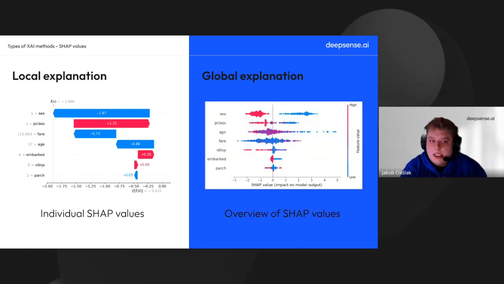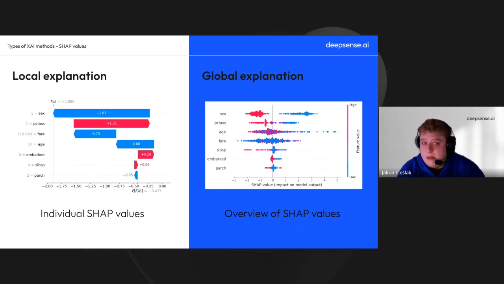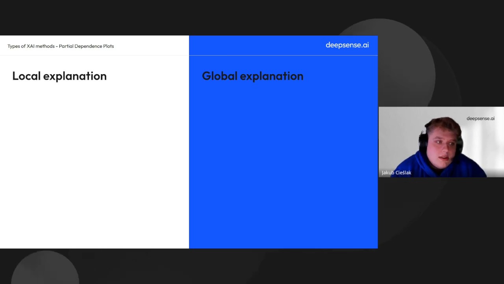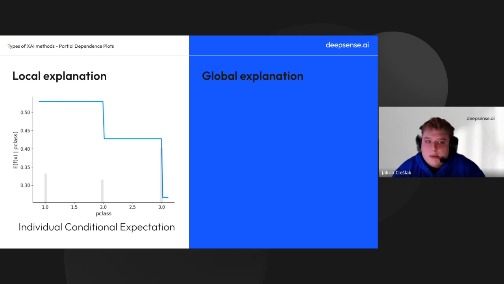And globally, a SHAP summary plot will tell us which features generally drive predictions across all passengers, and whether high or low values, which are annotated on this plot on a color scale from blue to red, increase or decrease survival probability. And as for the other method, still local and global explanation split, for local view, we have individual conditional expectation. In short, ICE. Here we take a single passenger and see what the prediction would be if this passenger had a different class assigned to him.